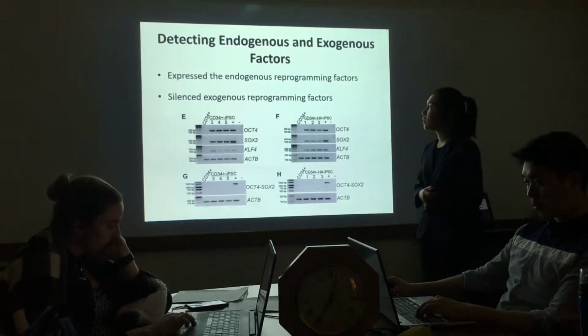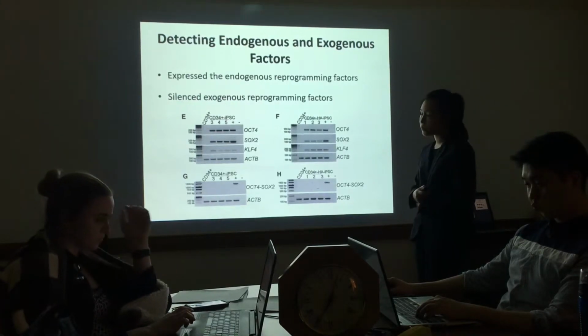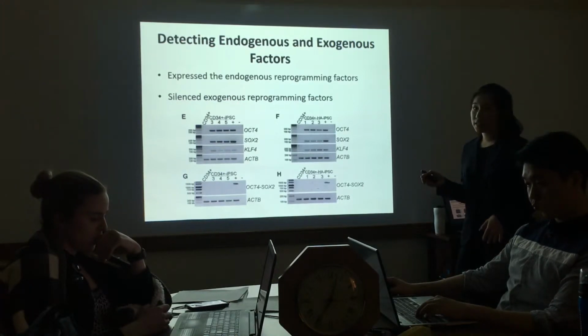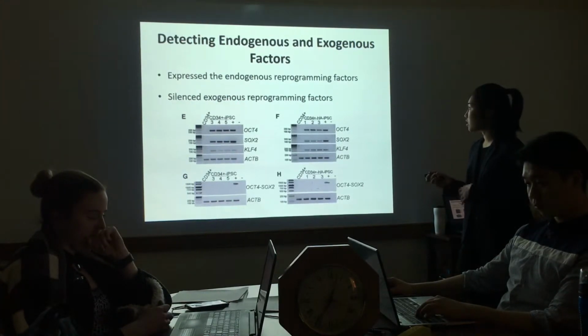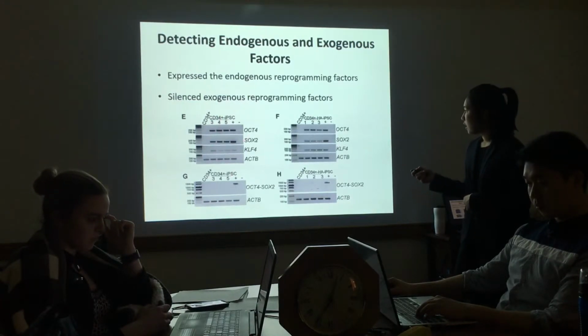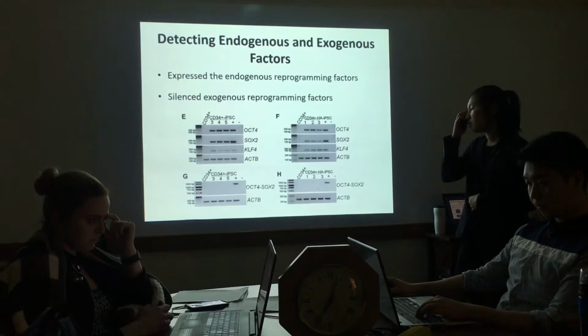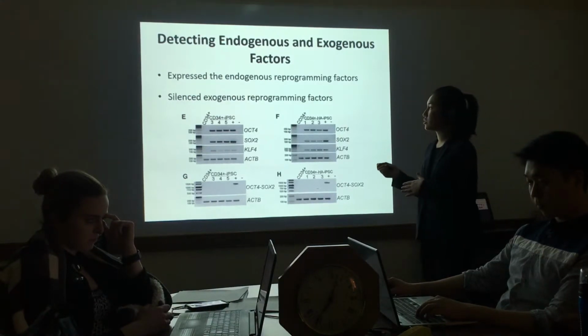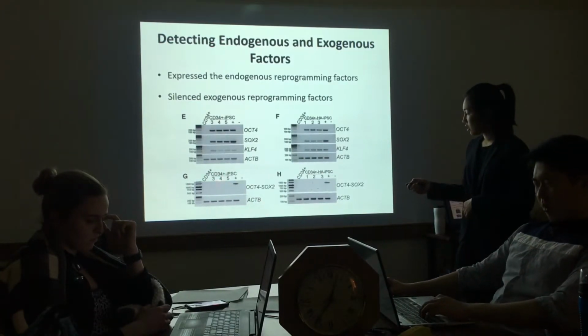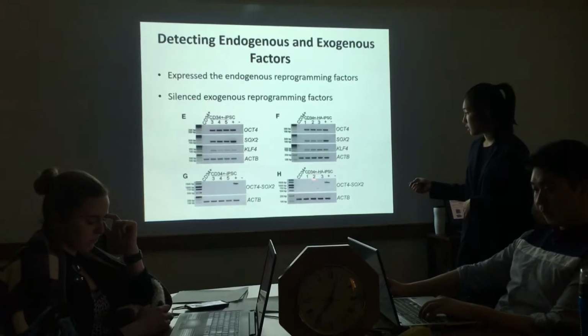Then they also detected endogenous and exogenous factors. And they were able to see that the iPSC cells they generated were able to express endogenous reprogramming factors, and those are shown in figure E and F. Columns 3, 4, and 5 all show bands for all these factors, and also columns 1, 2, and 3 for HA iPSC. However, they noticed that the exogenous reprogramming factors were silenced, and that is shown in figure G and H. As you can see, there are no bands present.